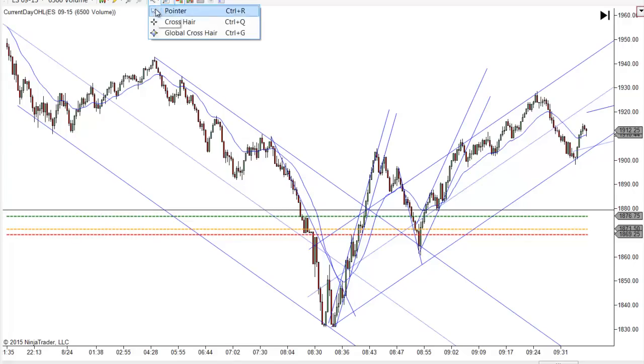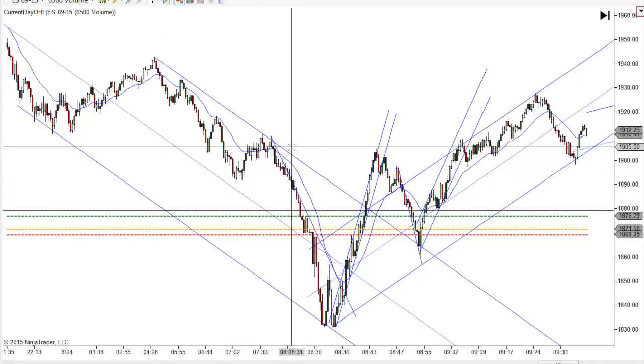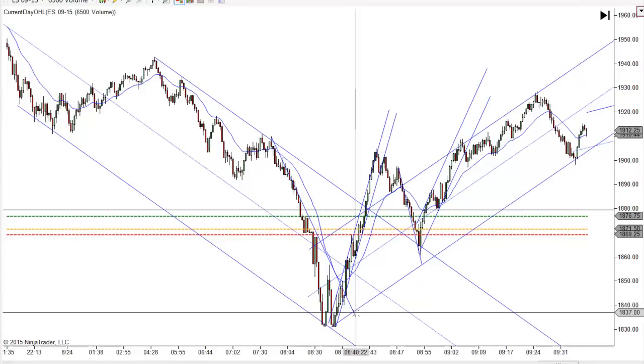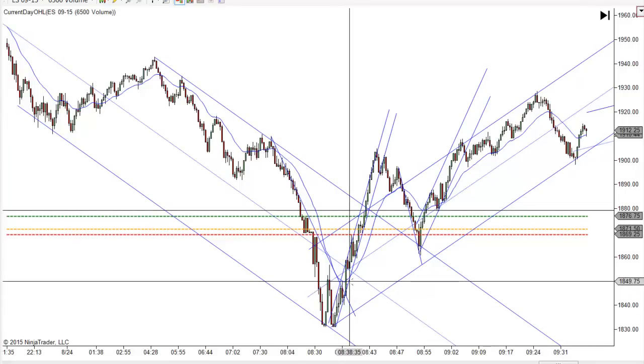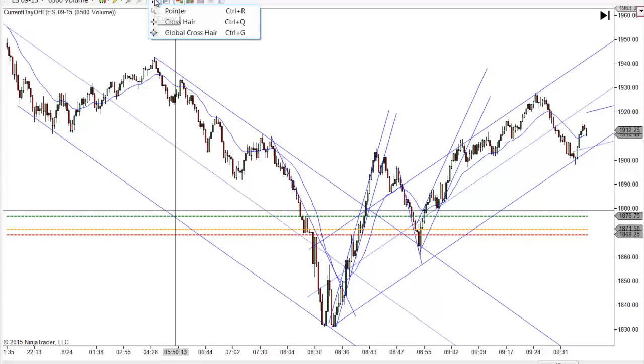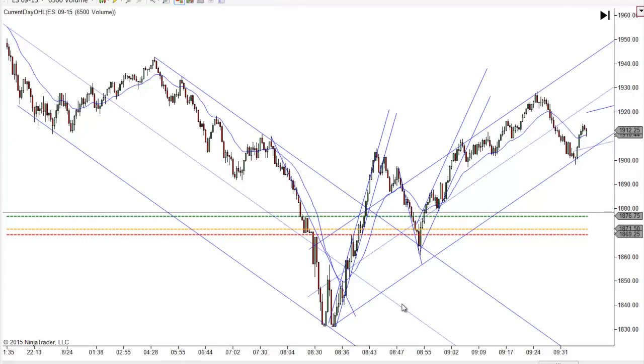So if you entered here at 05.25, which would have been the entry there, and you exited where it broke the trend line right here, you would have got out at, that's a 50-point move you would have had there. And that's about as simple as it gets, exiting when it breaks the trend line.